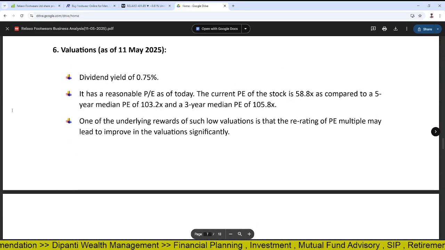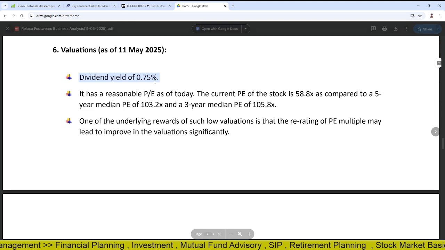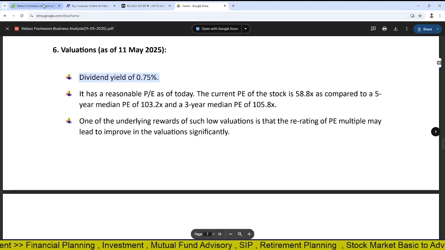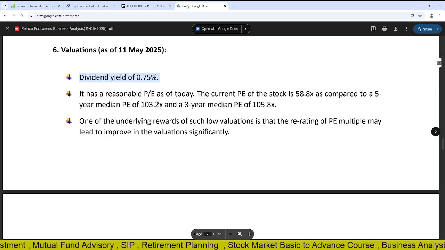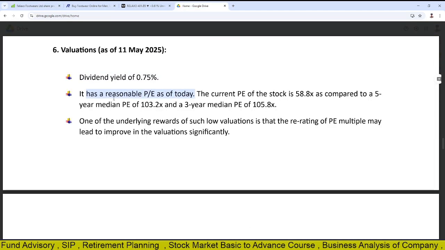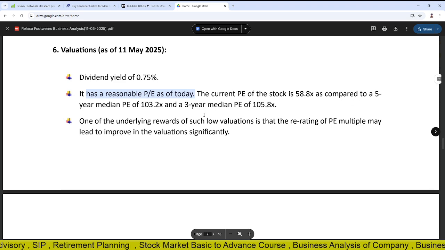Next, let us discuss the valuation. What is the status right now? The company is basically providing 0.75% of dividend. You can see from here. Next point, it has a reasonable PE as of today. The current PE is 58.8x as compared to the 5-year median PE of 103.2x.